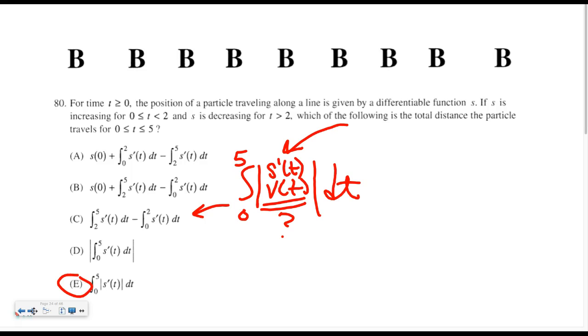Some of these others, just to interpret what they are, this would be the position at the start plus the displacement for the first 2 seconds minus the displacement here. These are going to tell me where I am, not the total distance traveled.